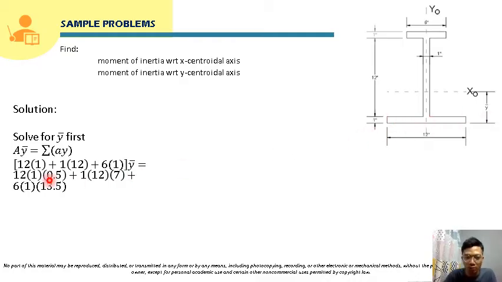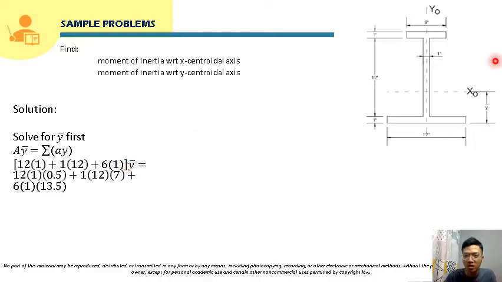So that will be 0.5, plus the area of the second rectangle, 1 times 12, and its y is from the base. From the base, the centroid of this rectangle is at the center of 12, so that will be 6. So 6 plus 1, since that will be the y coordinate from the reference axis. So 6 plus 1, that will be 7.